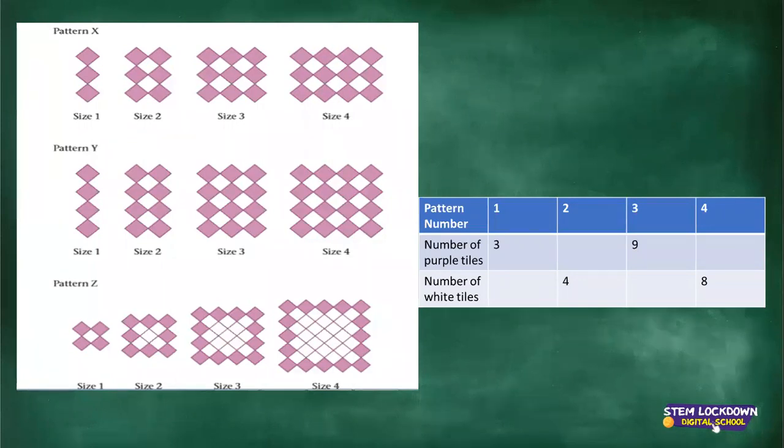All right, okay. Let me assist you. On the first size, you have 4 purple tiles and 1 white tile, right? On the second size, you have 5 white tiles and 8 purple tiles.